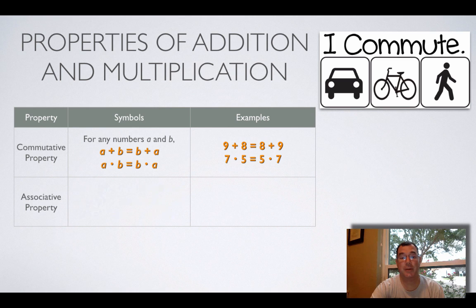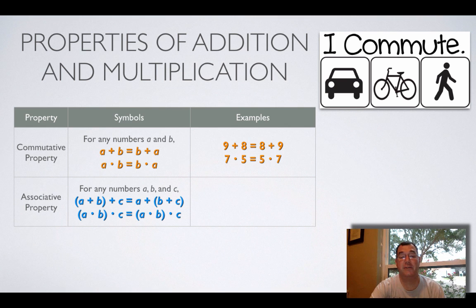The associative property works the same, but with 3 numbers. And so I've symbolized the order in which I'm going to add or multiply them by using parentheses. So if I add the first two, a plus b, and then I add c, that's the same as taking a and then adding whatever I got from b plus c first. So I can either add the first two and then add the third, or I can add the last two and add the beginning. Same with multiplication.